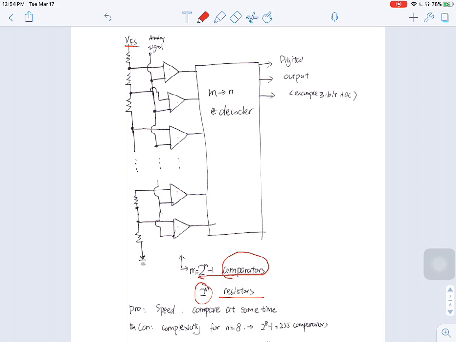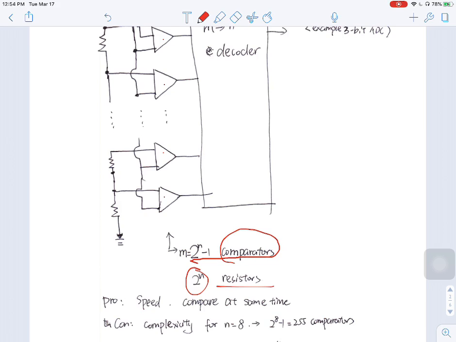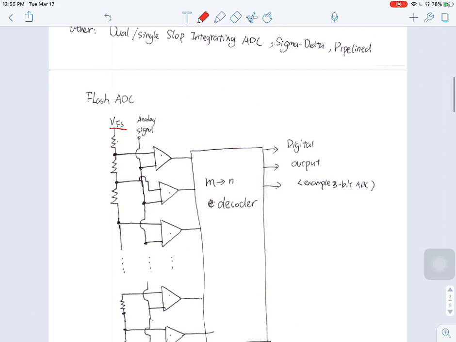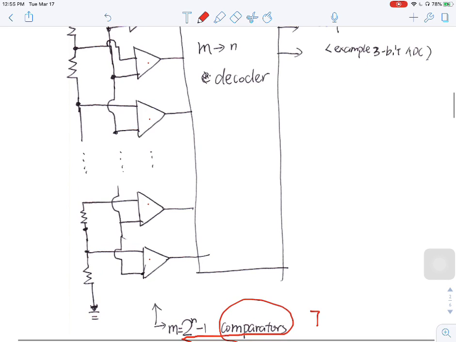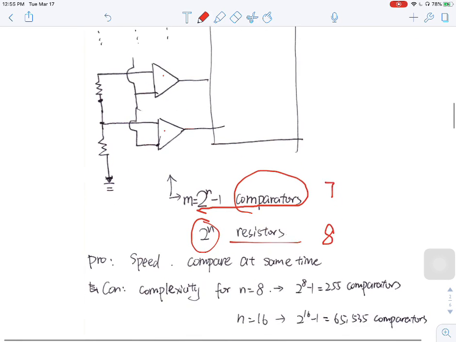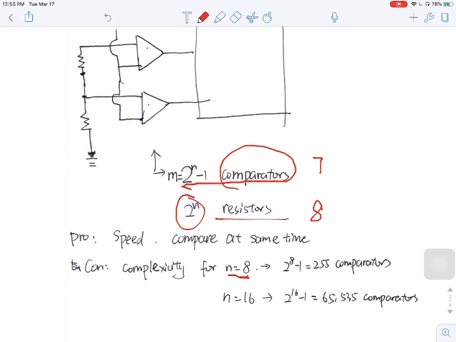Okay, let's go back to here. If our bit number is small, for example 3, it's not too bad: you only need 7 comparators and 8 resistors to get a decent flash ADC. However, if we have 8 bits, that number increases to 255 comparators. If we have 16 bits, you will need more than 65,000 comparators.